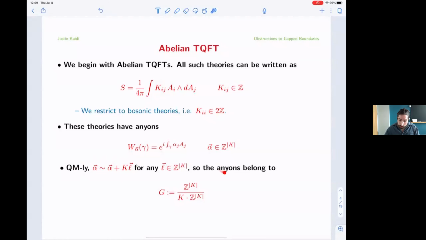And so the full set of anyons is not just Z^n, but rather it's Z^n quotiented by the image of K. Okay, so this is the set of all of the anyons, and in a moment, we're going to endow it with a group structure. So it's actually a group, and this is the so-called one-form symmetry group of the Abelian TQFT. So to specify the Abelian TQFT, I have to specify the one-form symmetry group, but I also have to specify some extra data.